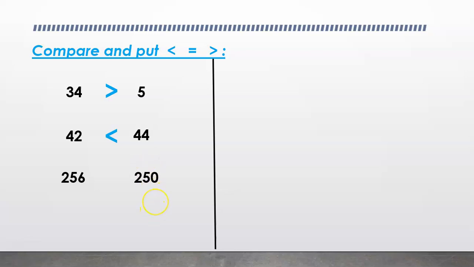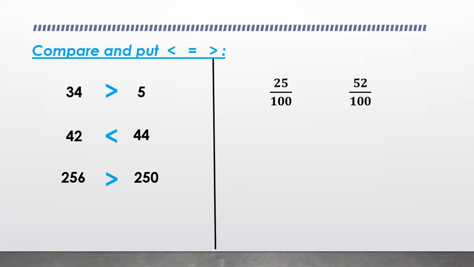256 and 250. These things are very easy, but I'm just reminding you of the steps we do. First, count the digits. 3 digits here and 3 digits here. Go to the greatest place value, which is hundreds. 2 and 2. Okay, tens. 5 and 5. Ones. 6 and 0. Then 6 is more than 0, so the whole number is more than the second one.